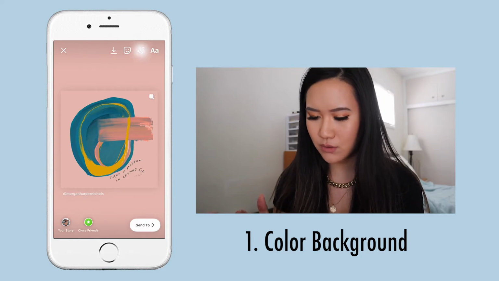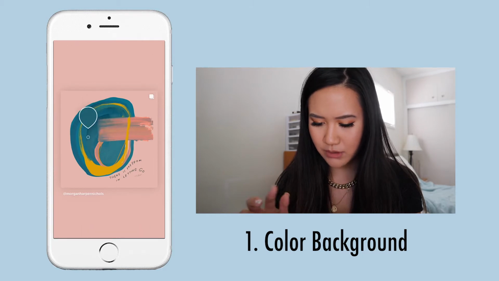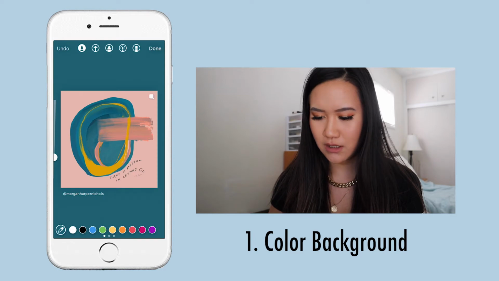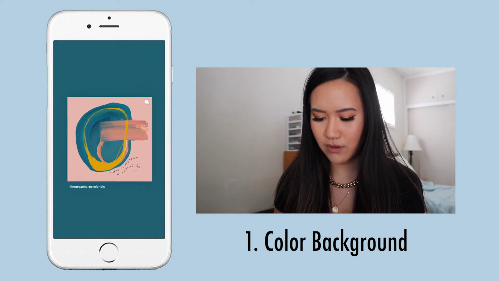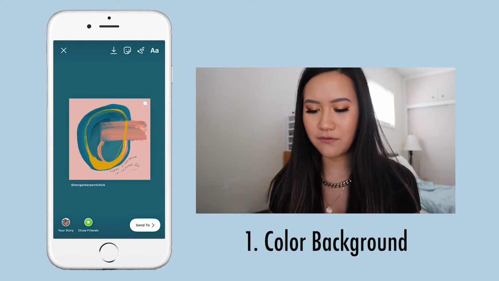I'm going to click the pen tool and then use the dropper, put it over the blue, and then hold the background for like 3 seconds and it should change. And then done, and then you can move around your post to bigger, smaller, whichever you'd like. So that's the first way.